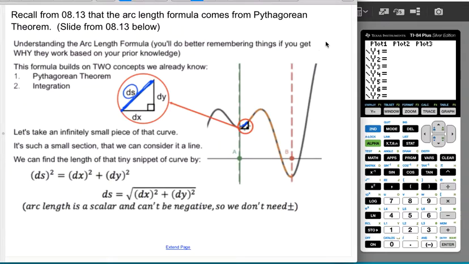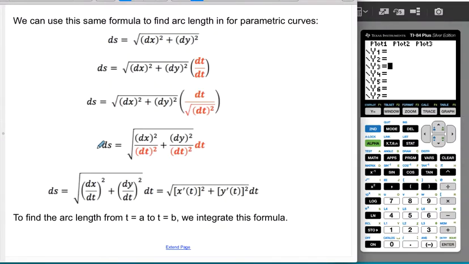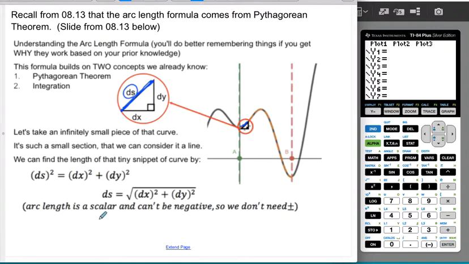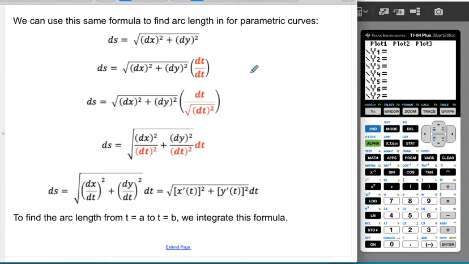So let's do a quick review of the slide from 8.13 where we learned arc length. We learned this arc length formula in Unit 8, Section 13, and that it comes basically from the Pythagorean theorem and integration. When we used this formula in Unit 8, Section 13, we factored out either a dx squared or a dy squared, depending on what we wanted to integrate with respect to. Well, the only difference here is that we're going to make everything in terms of t.